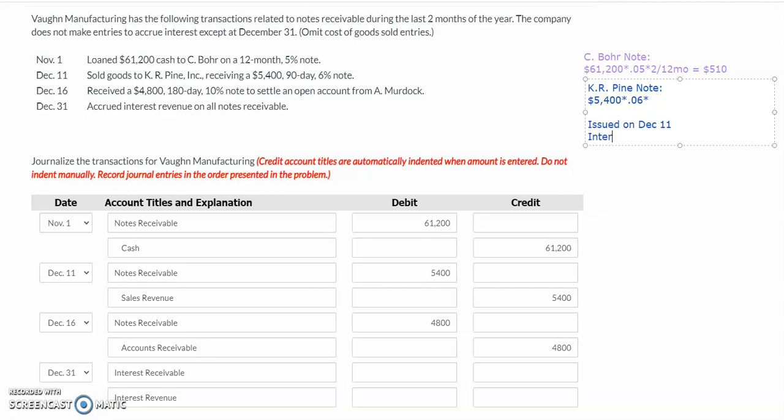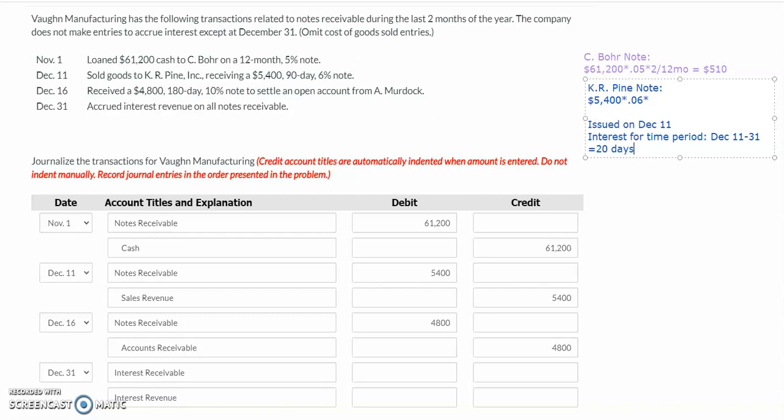So our interest is for the time period of December 11th through the 31st. So that's going to be for 20 days. And when you compute interest on a note, you're going to exclude the date that the note was issued, but include the date that you're computing your interest for.